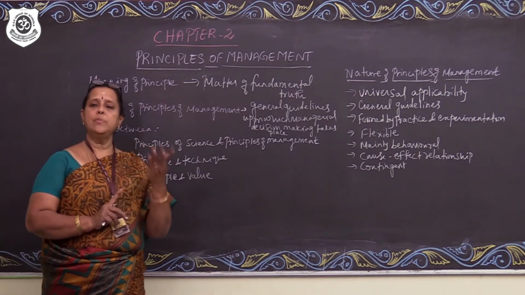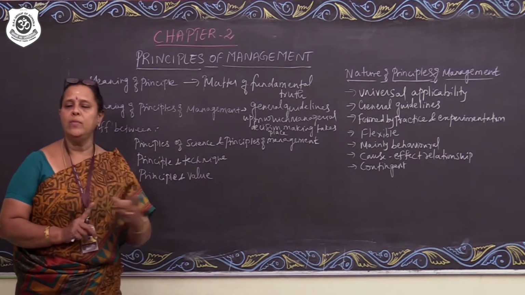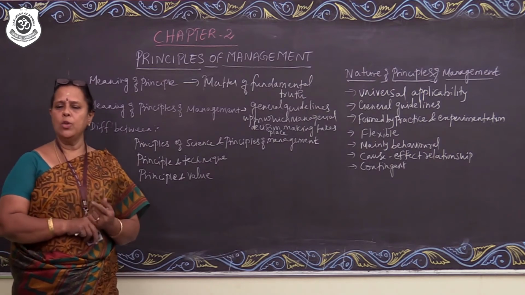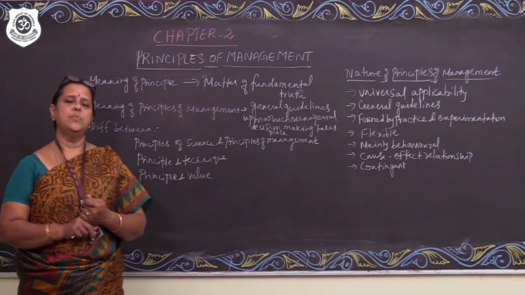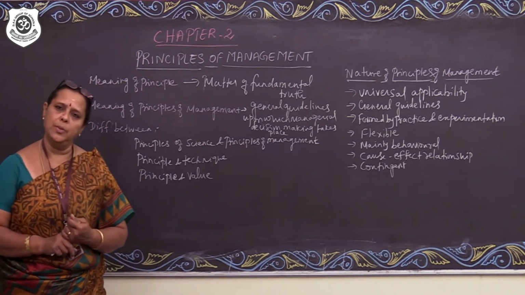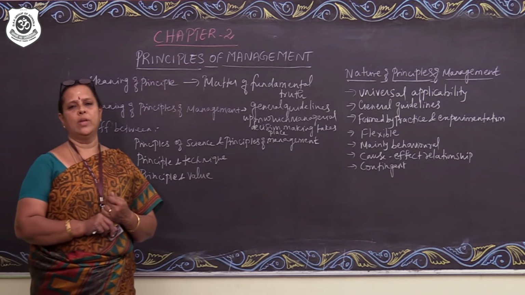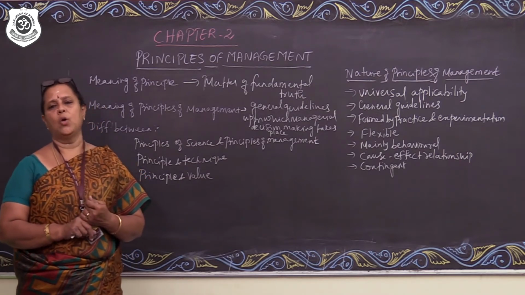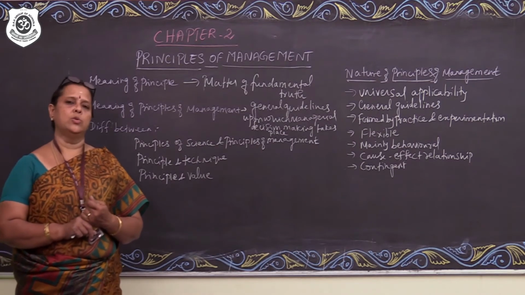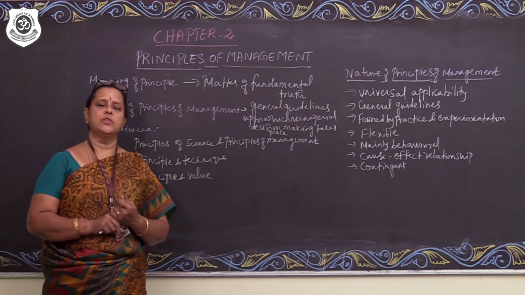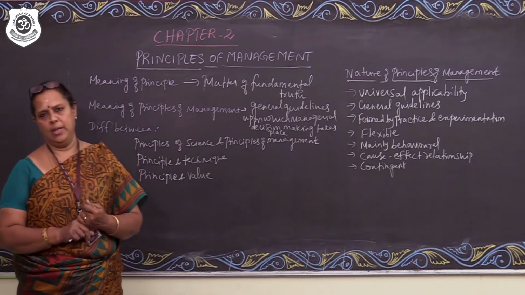Number 2, principles of science allow no deviation at all. There will be zero deviation as far as principles of science are concerned. Whereas principles of management are highly flexible. They change according to the given situation. They change according to the human being's approach. Therefore, in this way also there is a difference between principles of science and principles of management.